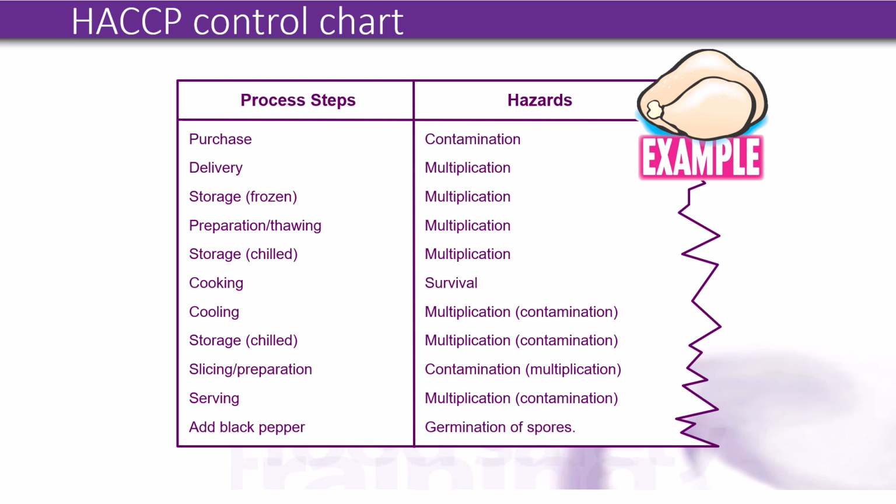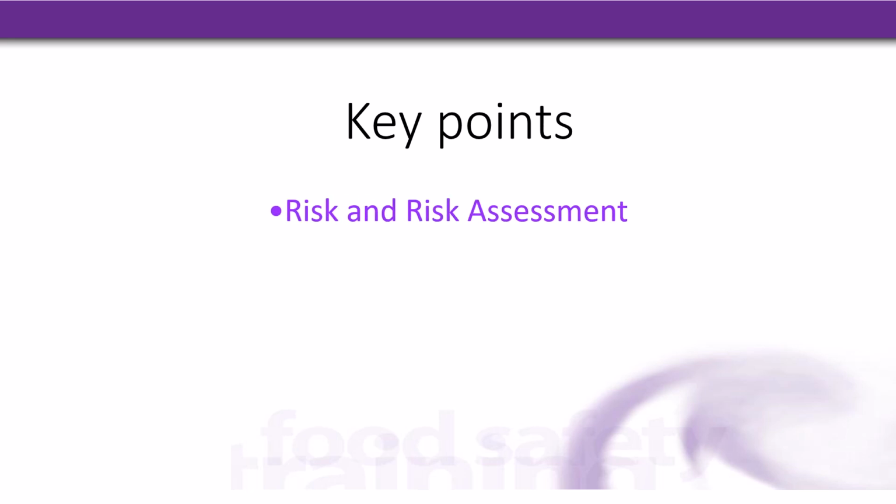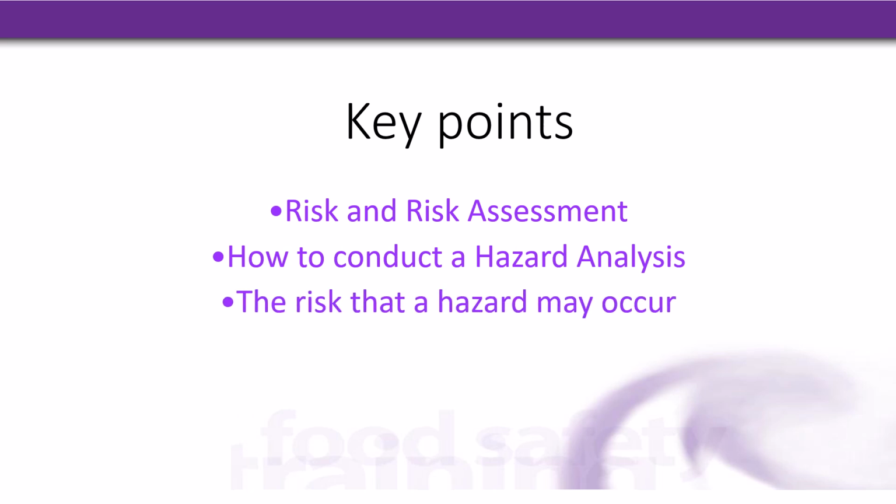Germination of spores. Spores, as you probably know from your food safety training, are almost impossible to kill. So you need to keep products that contain spores under controlled conditions. One of the best controlled conditions is to keep it dry. So key points, we looked at risk and risk assessment, how to conduct a hazard analysis, the risk that a hazard may occur, the severity of a hazard.